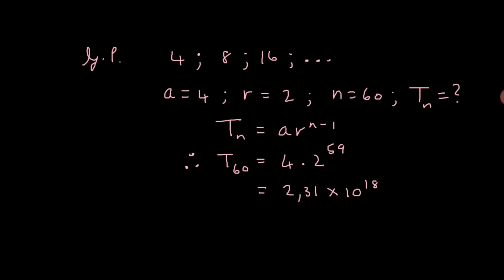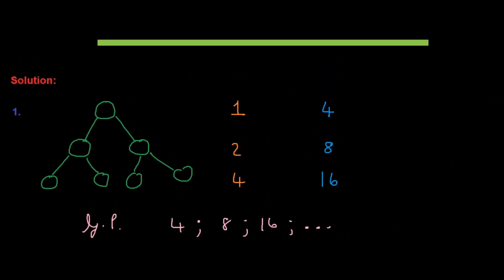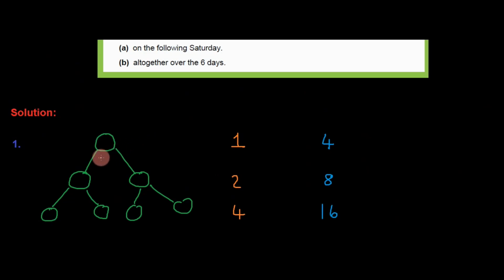Some people may be tempted to use a sum formula here, but note that we don't add all the bacteria, because the first one splits into 2 and no longer exists after 1 minute. Then after 2 minutes, these 2 will no longer exist because they would have split into these 4. So we don't use a sum formula, we use the formula for the nth term in this question.